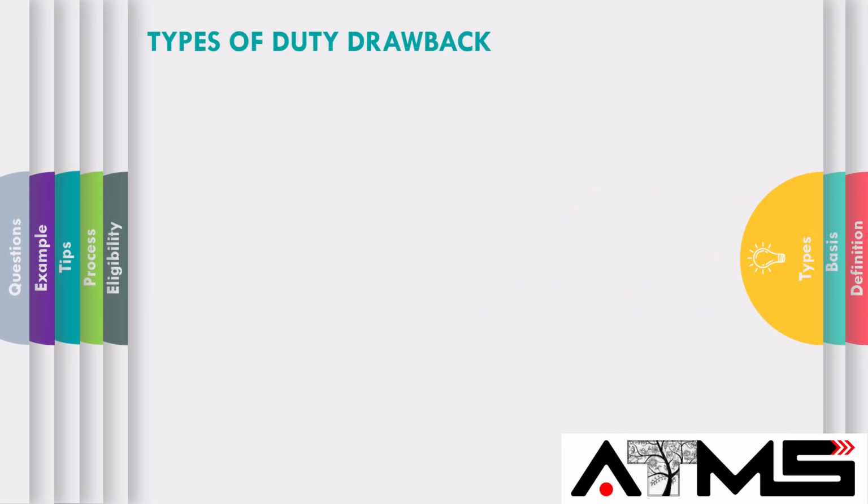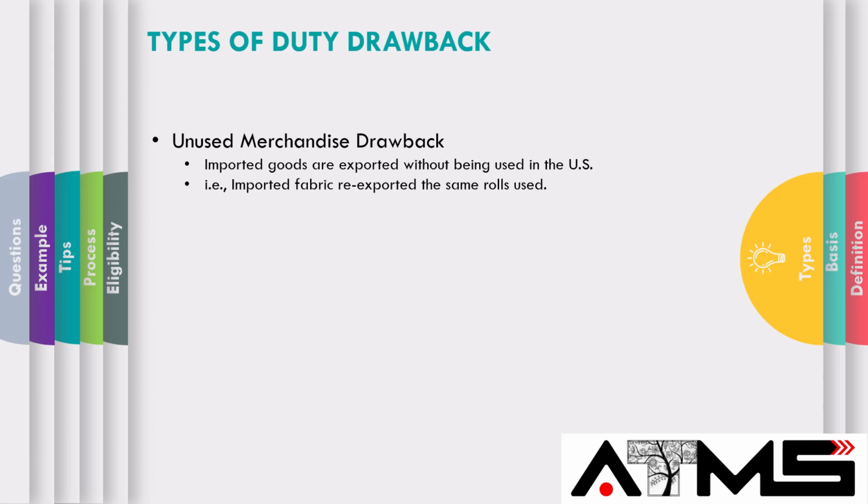Types of duty drawback situations. So let's review each of them carefully. The first type applies when unused imported merchandise is re-exported because it is no longer needed. For example, if you imported textiles from Korea but did not use them due to changing fashion trends and later exported them back to Korea, you may qualify for a refund.